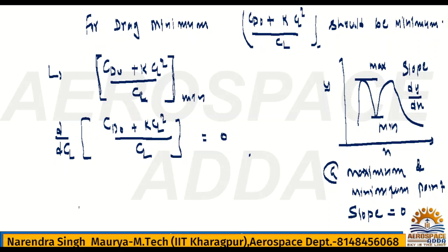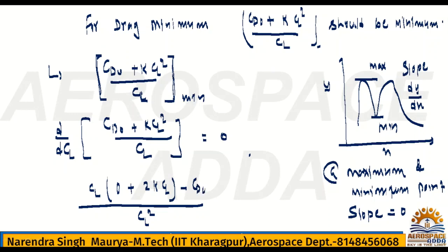It is like the u by v form. So it is CL square, then the denominator times the differentiation of the numerator. So write this: CD naught differentiation will be 0 plus differentiation of this, 2K CL. Minus, you have to write this bracket, CD naught plus KCL square, and the CL differentiation in the denominator will be 1, because it is differentiating with respect to CL only. So this value you will get.